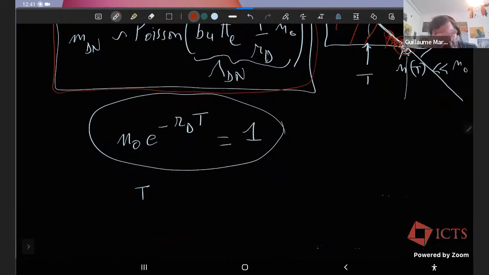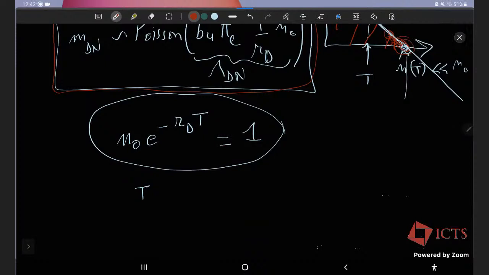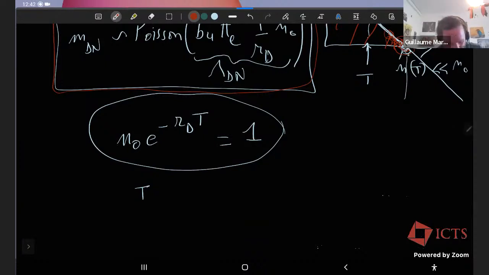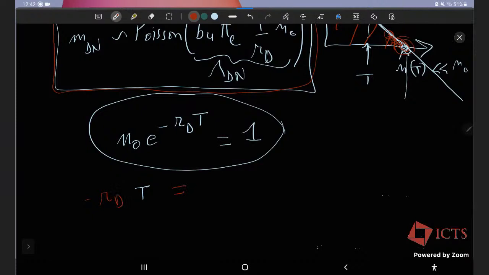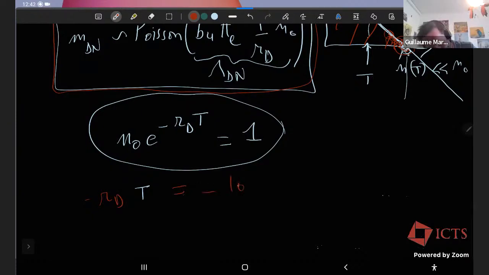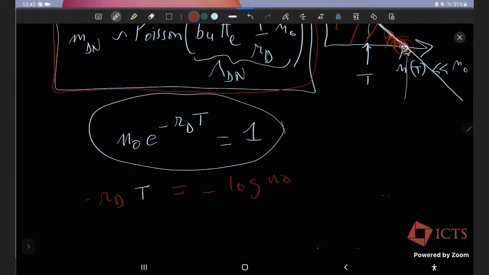What is it? I'm very bad at computing. No, I think it's all right. I think I understand, you see the idea. You solve that. Yeah, sure. You take the log, that gives you minus RDT equals minus log N0. Yeah, it's minus log N0. Yeah, no, it's okay. So it's all right. Yeah, so that would be this.